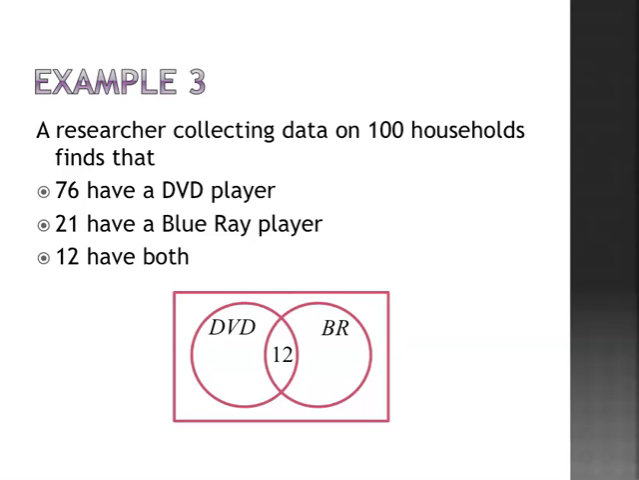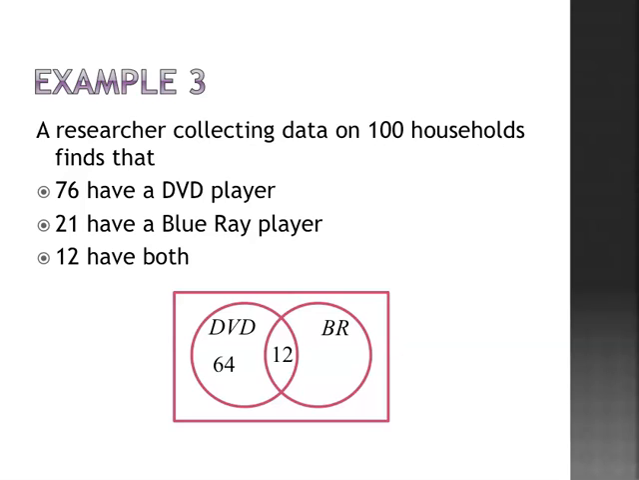So let's say we start with the 76 have a DVD player. All right, if 76 altogether have a DVD player, but not just only a DVD player, we have to subtract out those 12 who do have both. So 76 minus 12 would give us 64. So there are 64 people who only have a DVD player. But notice when you take into account everything that's within that circle, within that set, if you add them together, you get the 76.